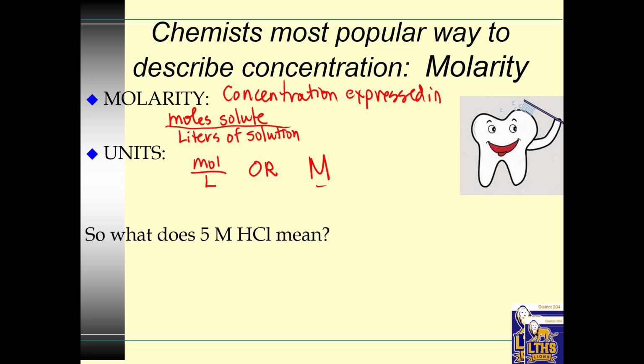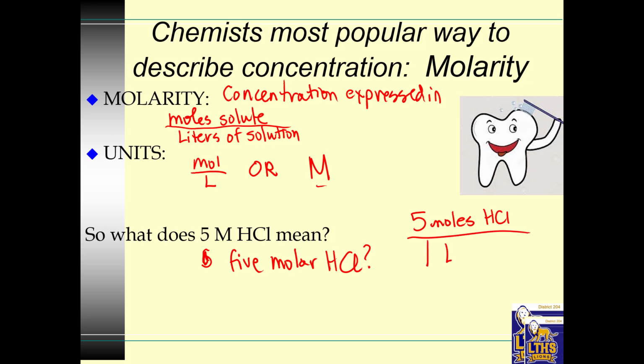So what does 5 molar HCl mean? This means 5 molar hydrochloric acid. It means there's 5 moles of HCl in every 1 liter of solution. That's what molarity means. So moles per liter. Yay, finally we get to know what it means.